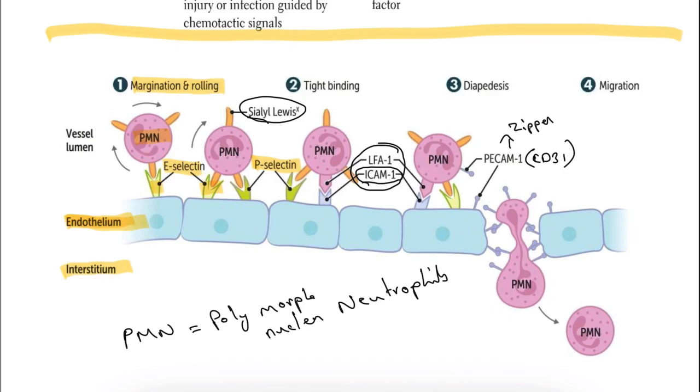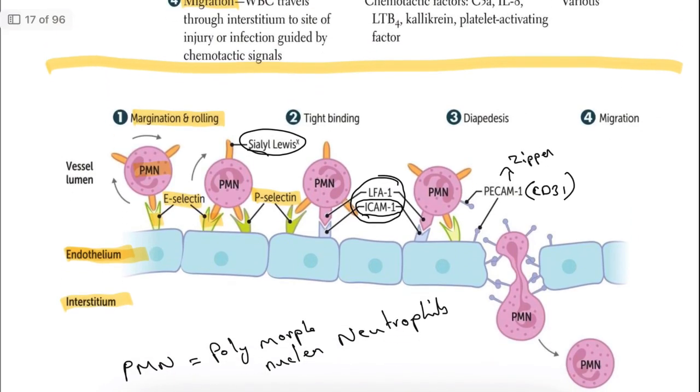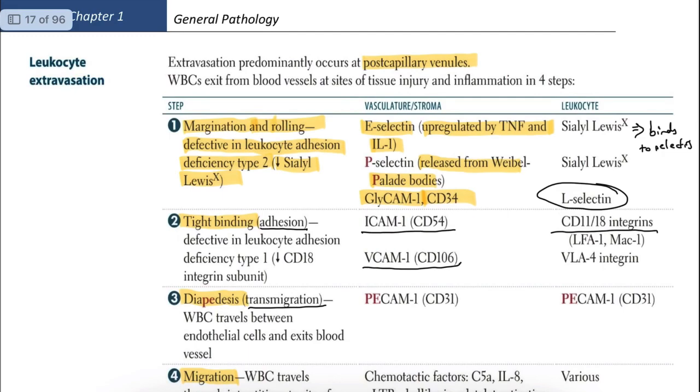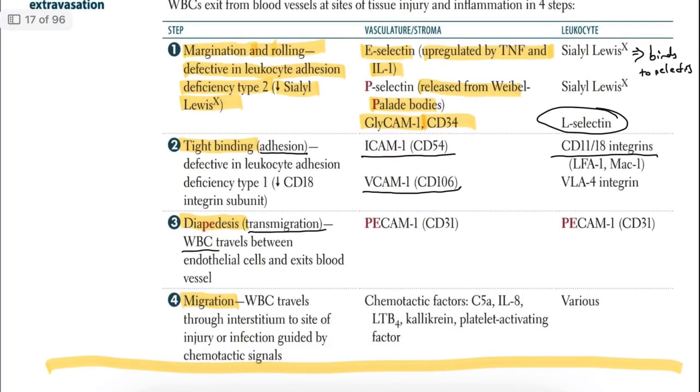Okay, you can see here this image. Here you can see the WBC crossing the vessel wall using PECAM1. So with PECAM1 the WBC travels through the endothelial cells and exits the blood vessels. You can tell easily like this.